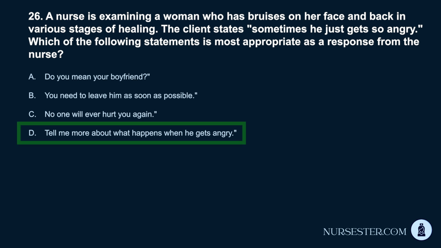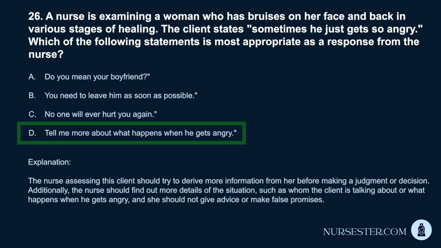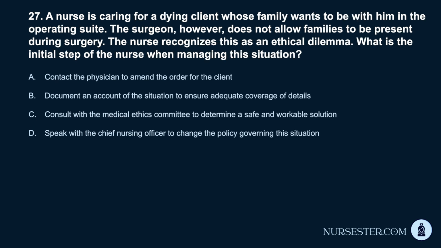Correct answer, D. Tell me more about what happens when he gets angry. The nurse assessing this client should try to derive more information from her before making a judgment or decision. Additionally, the nurse should find out more details of the situation, such as whom the client is talking about or what happens when he gets angry, and she should not give advice or make false promises.